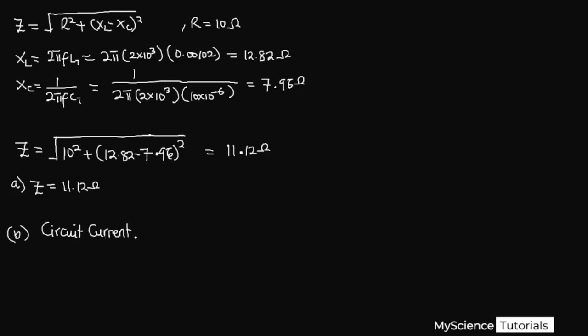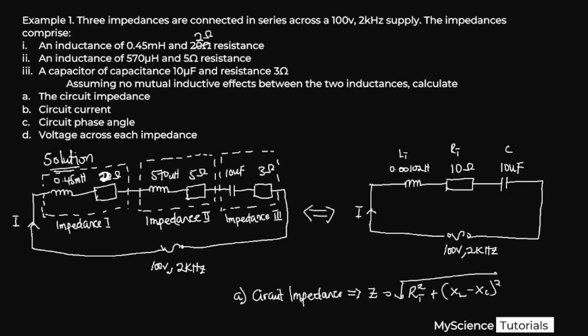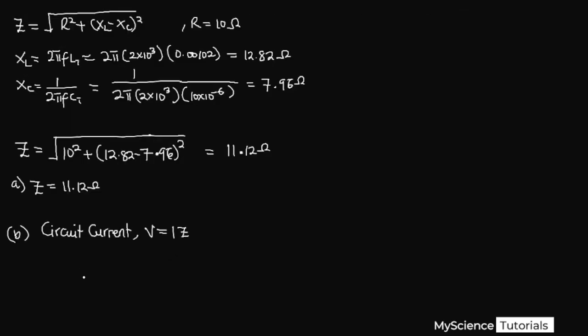Now the circuit current is very easy. In an RLC series circuit, we know that voltage is equal to I multiplied by Z, where Z is the impedance, or the total opposition to the flow of current. Our Z we've already found to be 11.12. Our voltage is given in the question, that is 100 volts. So we can go ahead and do the substitution and get our current.